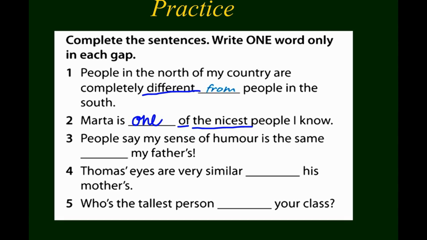Number 3, people say my sense of humor is the same as my father's. So here we have the expression the same, and you remember we use it with as. Number 4, Thomas' eyes are very similar to his mother's. So the word similar, and we have to. Number 5, who's the tallest person in your class? And we have a group, your class. Here we have in your class.